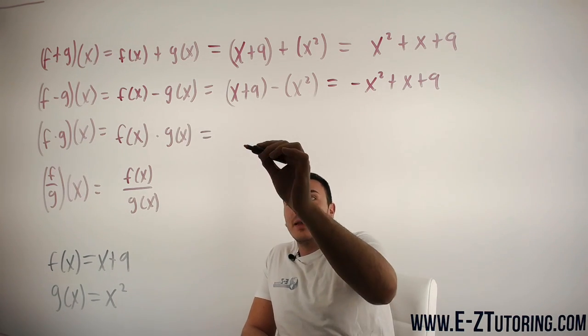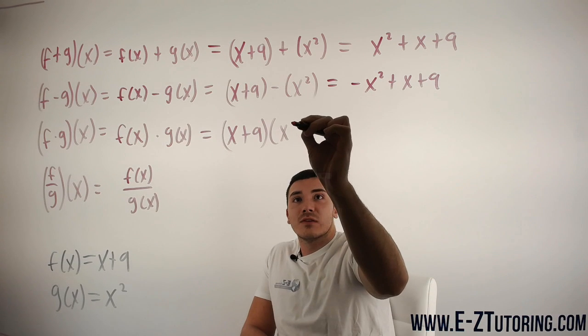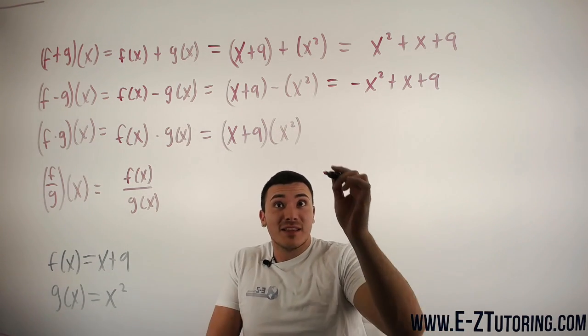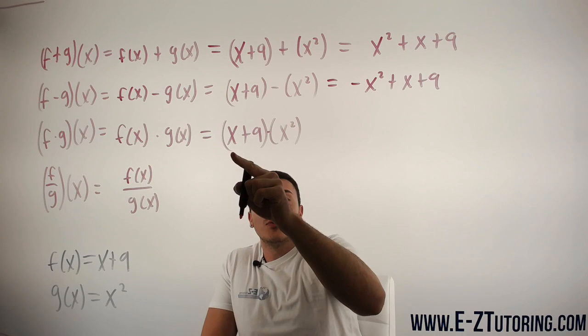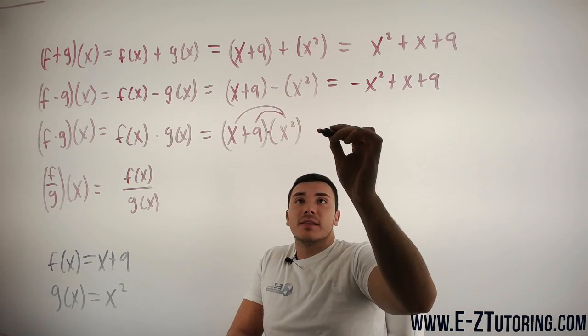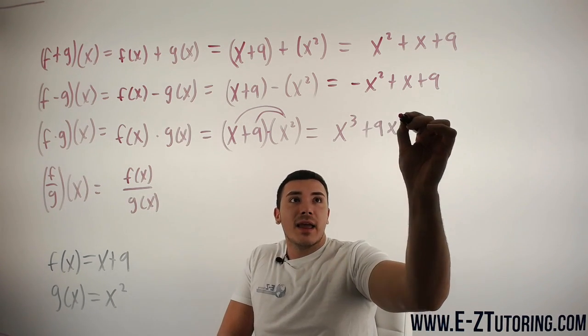Alright, f of x times g of x is simply x plus 9 times x squared. So all we do is distributive property, since we're multiplying something into 2 terms. So we multiply this in the 9 and multiply this in the x, and we will get x cubed plus 9x squared.